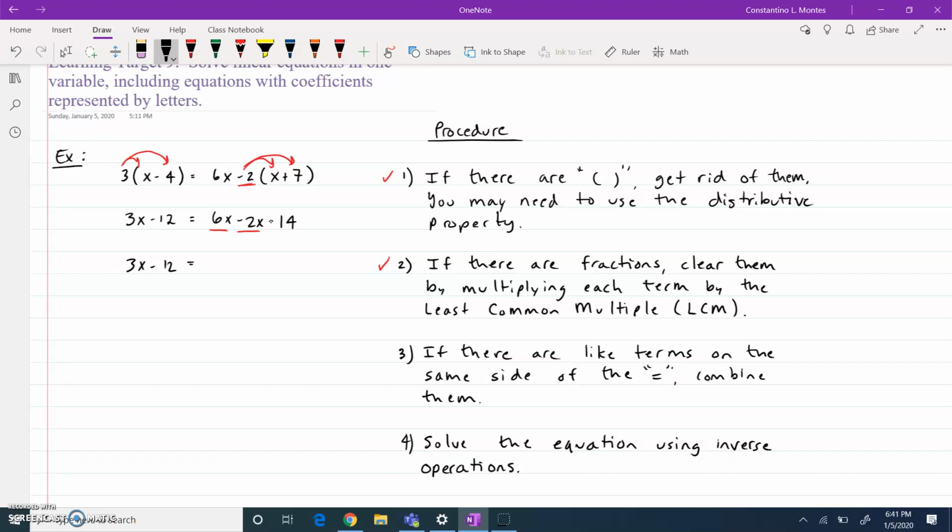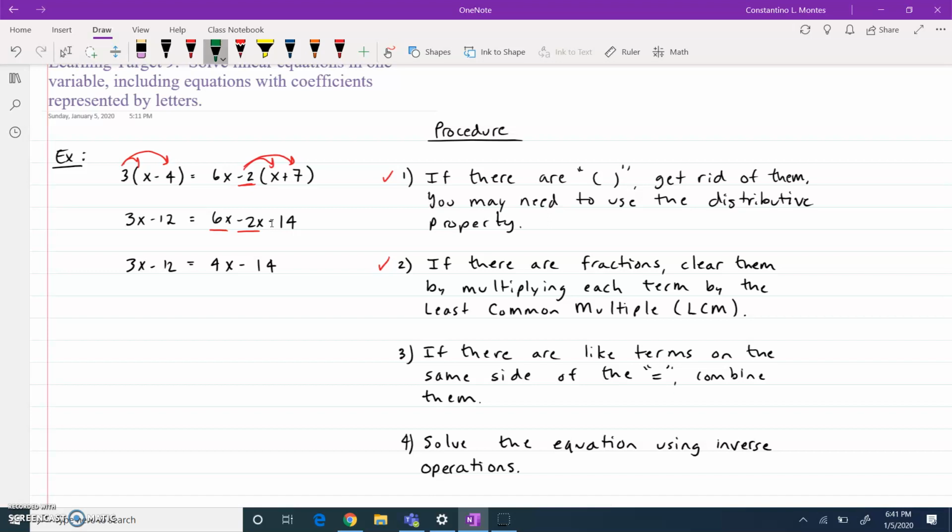And then I'm going to take 6x and combine it with negative 2x. 6x and negative 2x are going to make 4x minus 14. Something to note, when you guys are combining like terms, make sure you do not use inverse operations. Because we're on the same side, we just combine them.